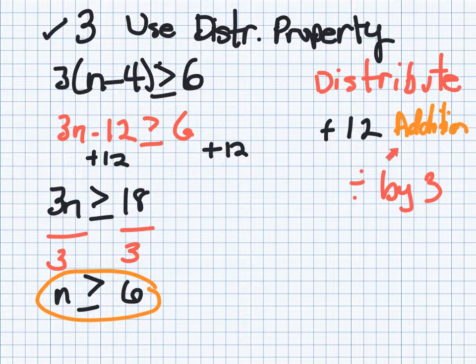It's asking about the next step. And then you end up with 3n is greater than or equal to 18. We're going to divide both sides by 3, and our answer is n is greater than or equal to 6. We didn't have to reverse anything, so this one is the simple one.